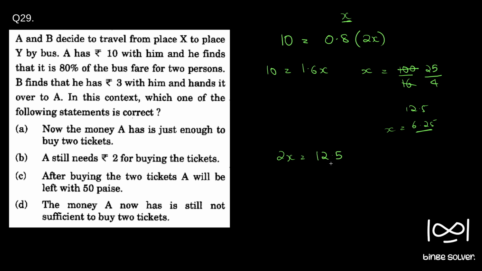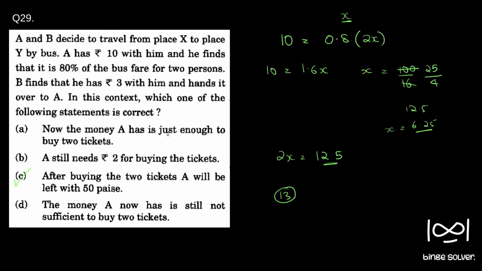X is 6.25. So 2x is 12.5. After B hands over 3 rupees to him, he has 13 rupees now. Now after paying for the two people's fare, A has 0.5, 50 paisa left with him, as the bus fare for two people is 12.5. So after buying the two tickets, A will be left with 50 paisa. C is the correct answer. This is the solution to question 29.